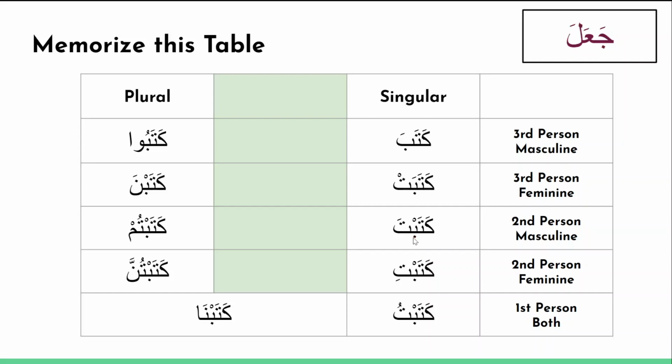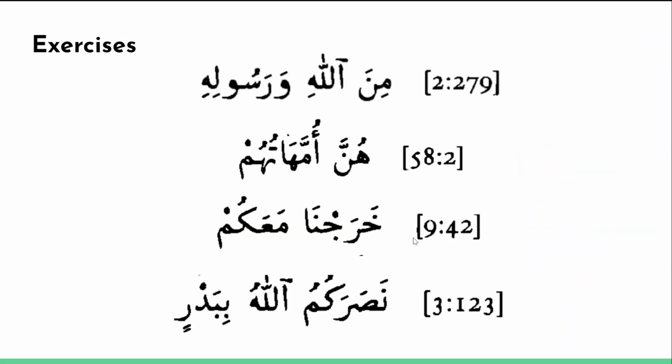Alright, so now you try it with another verb, جعل, which means he made or he put. So again, pause the video and go through this table on your own. It's okay if you have to look at this, but you should get to a point where you don't even have to look at the table. You can do this in your head. Okay, so we'll go on and actually practice this with a few exercises.